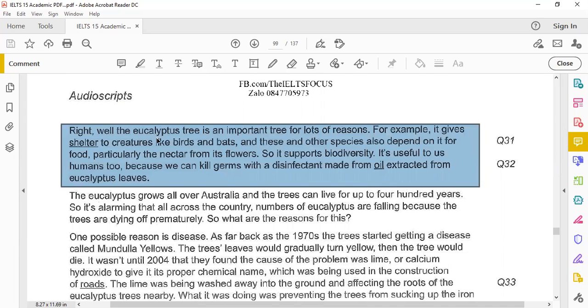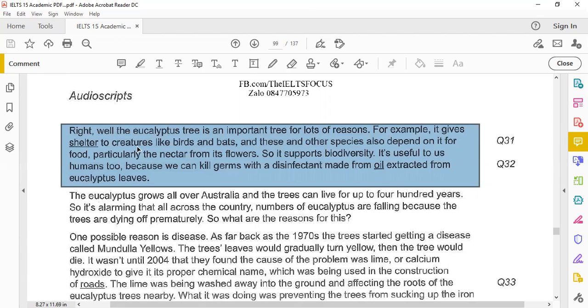Well, the eucalyptus tree is an important tree for lots of reasons. For example, it gives shelter to creatures like birds and bats. Mark the underlined words. These are important, and it will also give the training of what to mark while listening.